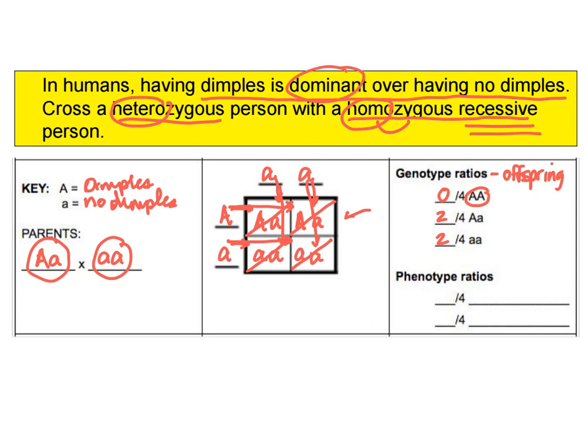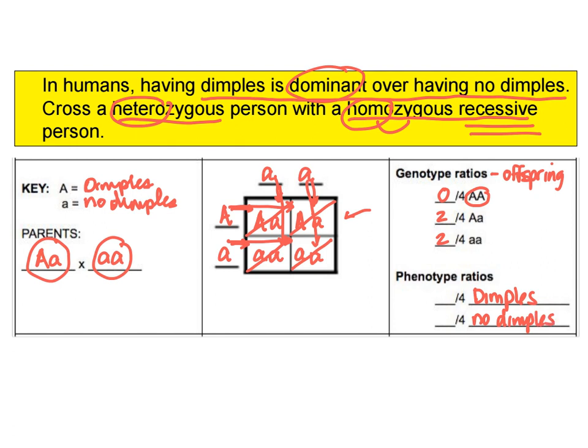The last step in solving a Punnett square is to write in the phenotypic ratios. So first I'm going to write the phenotypes in. I'm going to look to the key for that. I know that my dominant phenotype is dimples. I know that my recessive phenotype is no dimples.